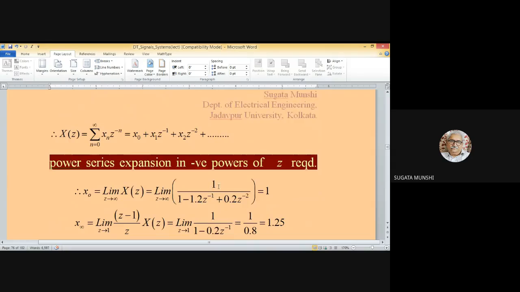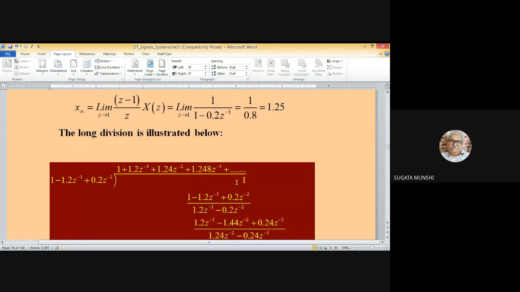This is the expression. I have to divide 1 by the quantity 1 minus 1.2 z to the power minus 1 plus 0.2 z to the power minus 2. Just see here, I am dividing 1 by that expression. So the first term is 1 on division. Because you are getting the first term as 1, what will be the term that you will get here? 1 into the whole thing.